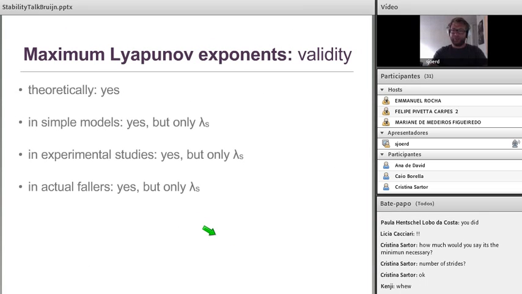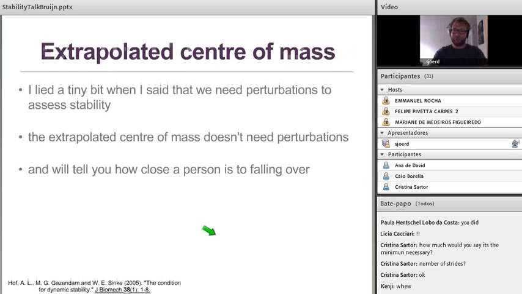So talking about validity, theoretically yes, in simple models yes, as I already told, but only for the short term Lyapunov exponents. In experimental studies yes, but only for the short term slope, and in actual follow yes, but only for the short term slope. So it seems that this measure is a valid measure that can be used, but I would use only the short term slope, so to say.